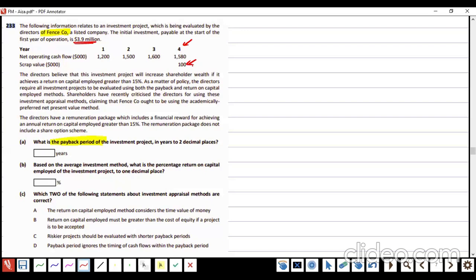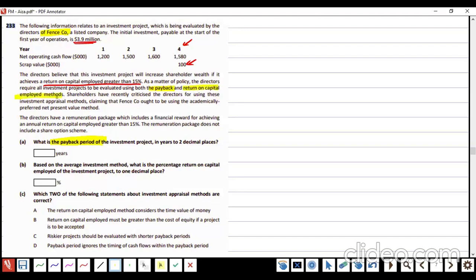The directors believe that this investment project will increase shareholder wealth if it achieves a ROCE greater than 15%. The directors are thinking that this project will increase the wealth of the shareholders if the ROCE is 15% or more. As a matter of policy, the directors require all investment projects to be evaluated using both payback and ROCE methods.